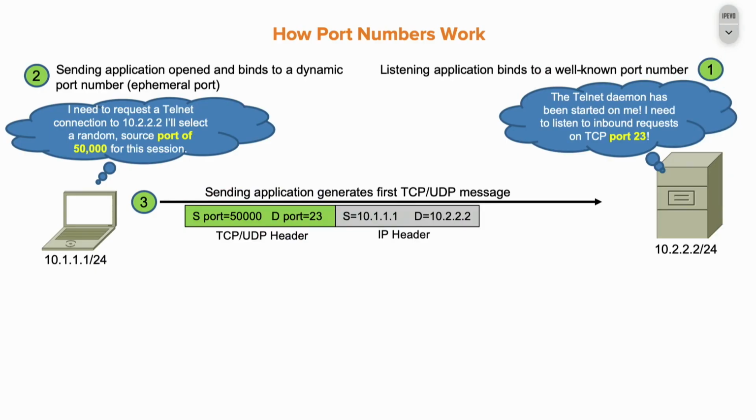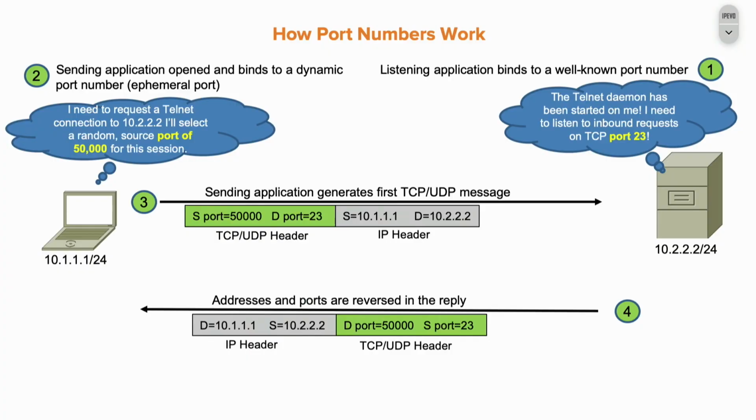And now when that server responds, he's just going to do everything in reverse. You can see in the IP header, the source and destinations are reversed. And in the TCP header, the source and destination port numbers are reversed. And this is how we use port numbers to keep track of individual sessions of applications.